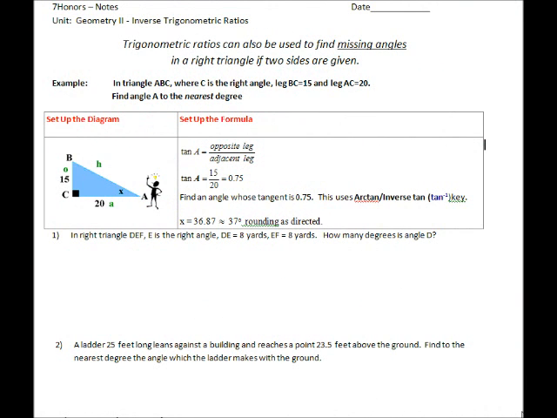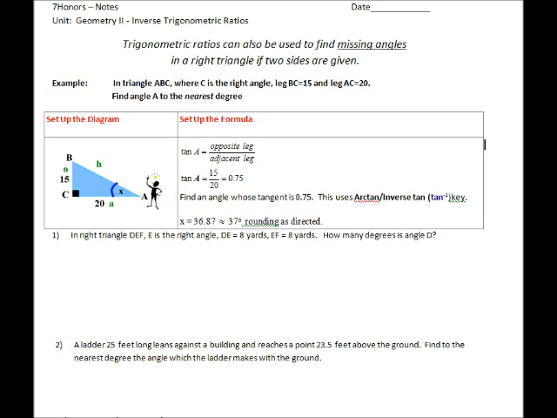Tonight we are going to take a look at solving trig problems that involve the missing angles. Up until this point we have found only missing sides. So tonight let's take a look at some problems where we have to find the missing angle and we've been given the appropriate sides. The first example says in triangle ABC, C is the right angle, BC is 15 and AC is 20. They've actually even drawn the picture for you. Find angle A to the nearest degree.